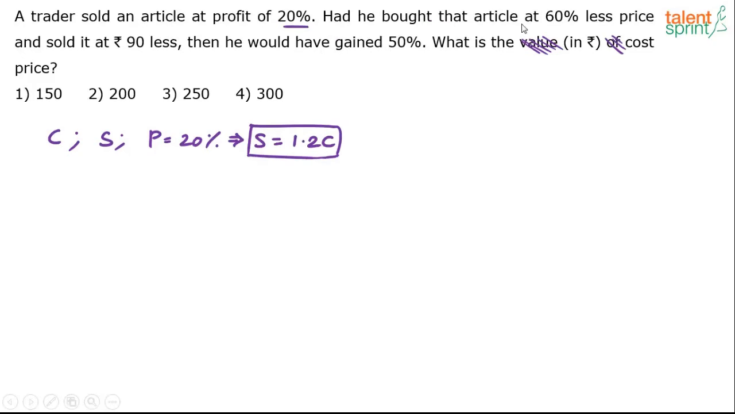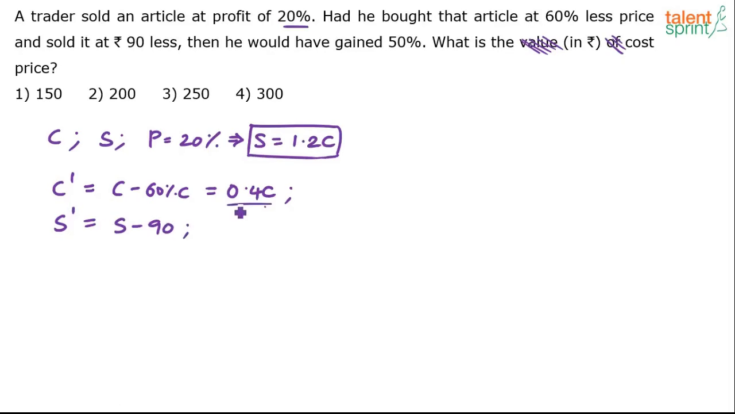Now let's look at the other condition. If he had bought that article at 60% less price, the new price C dash is going to be C minus 60% of C. 60% of C is 0.6C. C minus 0.6C is 0.4C. And sold it at rupees 90 less. The new selling price S dash would be 90 rupees less than this selling price, so S minus 90.